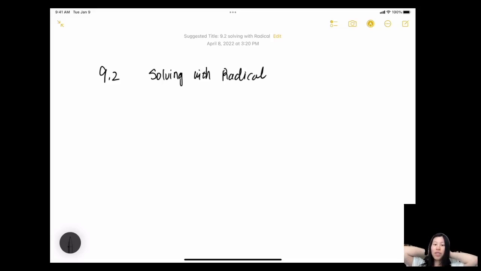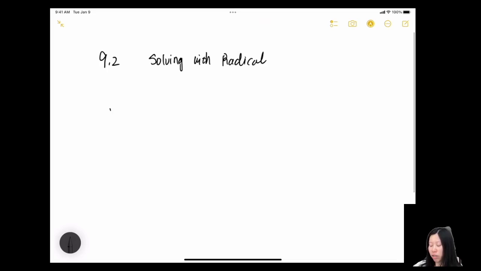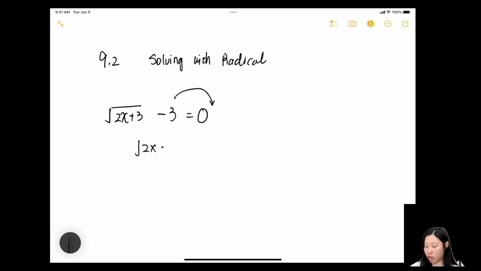Okay, so in this video, I'm going to give you some practice problems about solving with radicals. Let's start with an easier one, such as the square root of 2x plus 3 minus 3 equals 0. The first step is always to isolate the radical. That means I want to move the non-radical to the right, so I add 3 on both sides.